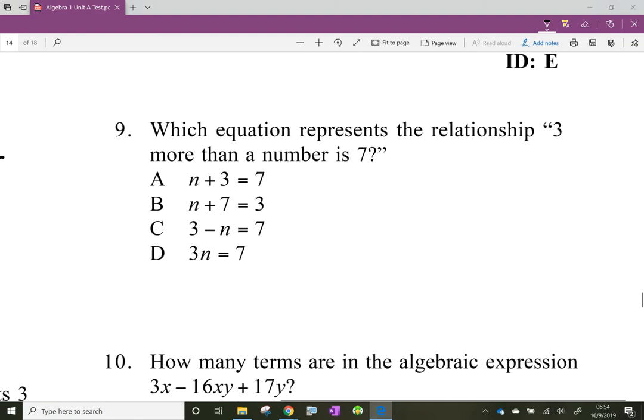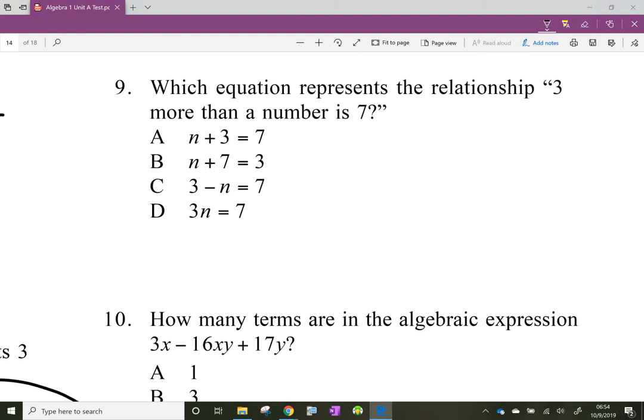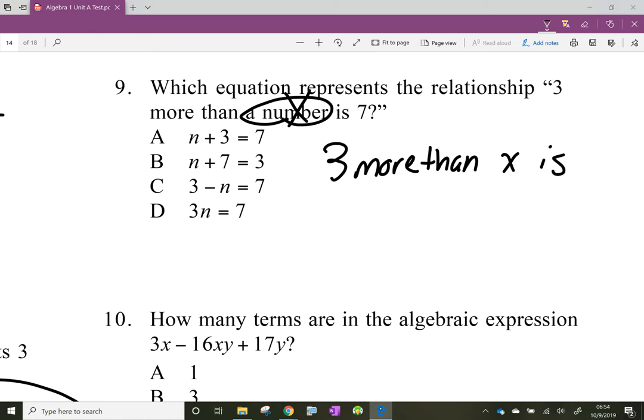Number 9, which equation represents the relationship 3 more than a number is 7? So here we go again. 3 more than a number. Remember, a number, think of the letter x. 3 more than x is 7. Now, immediately when I see is 7, I know that this means equals 7. So let's go ahead and rule out B. B says equals 3. It's definitely not B. So it's definitely A, C, or D.